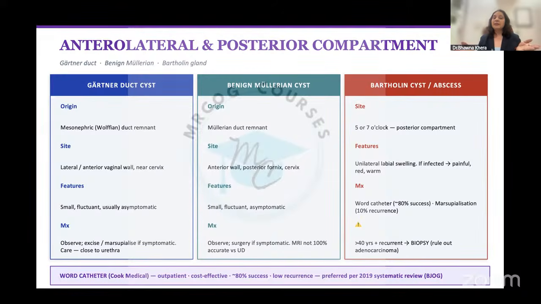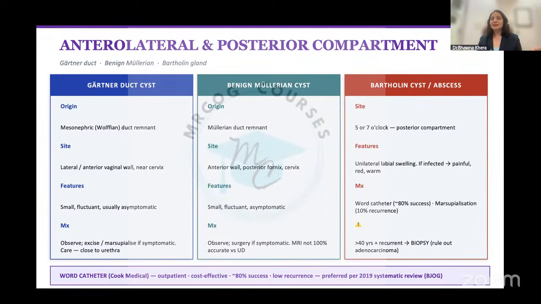What about the benign Mullerian cyst? Again, the name itself indicates a benign, thin, cystic structure. Anterior wall, posterior fornix, and cervix. Features are small, fluctuant, asymptomatic, and just observe. MRI is not 100% accurate versus urethral diverticulum, so it is more of a clinical point here.